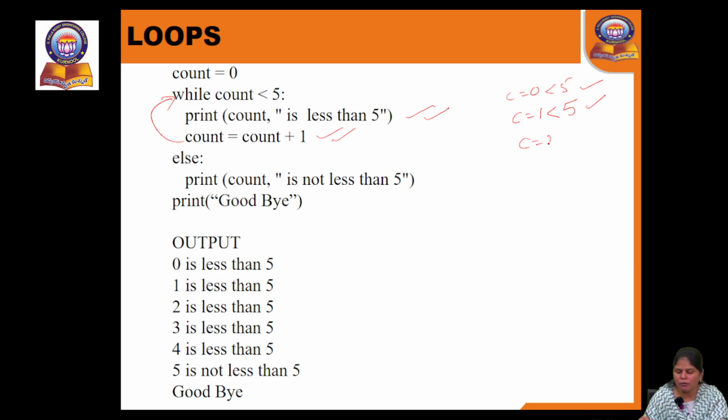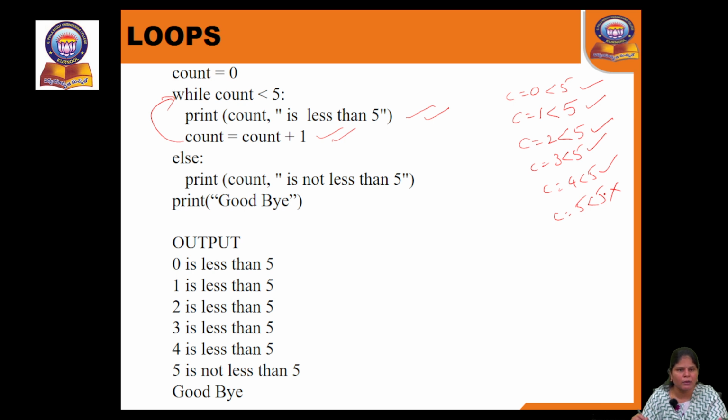Now count value will be 2, 2 less than 5, condition is true. Again it will execute the statement, count is less than 5 will be printed. Now count value will be 3, less than 5, so it will print the statement. Now the count value will be 4, less than 5, the condition is true, so again it checks with the condition. So the condition is true, count 4 is less than 5 will be printed. Now count will be 5, 5 less than 5, condition is false.